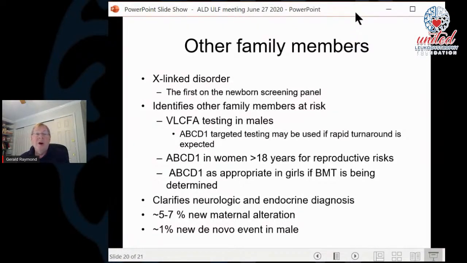We are going to identify other family members at risk. We're going to do very long chain fatty acid testing in all those males, and then ABCD1 targeted testing as appropriate. We're going to be doing ABCD1 testing in women over the age of 18, depending on their reproductive risk. And then as appropriate for girls younger if they're being considered as potential donors for bone marrow transplant. It certainly clarifies a neurologic and endocrine diagnosis, although we are finding that 5 to 7% are new affected members of their family.